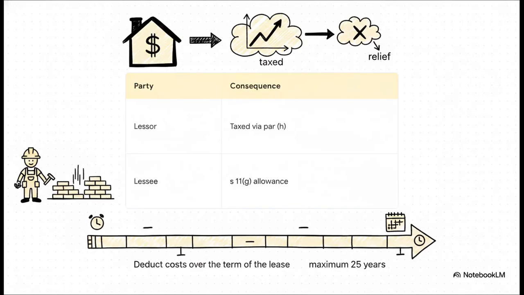In an exam setting, you have to track the mirrored consequences for both parties. For the lessor, the value of those improvements gets slapped straight into gross income under paragraph H, though keep in mind, they might get some relief under section 11H later on. But the lessee, the one actually spending the hard cash, they get to claim a section 11G allowance. They must deduct the cost over the term of the lease, starting from the completion of the improvements, and this is strictly capped at a maximum of 25 years.